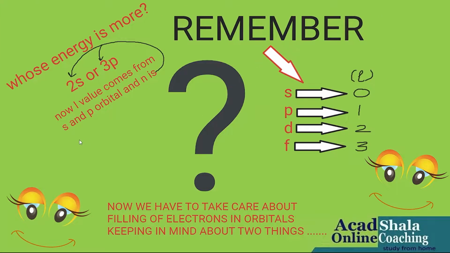Okay. Now, if I ask whose energy is more, 2s or 3p, again this is a big question mark for us. How will I come to know whose energy is more, 2s or 3p? That means now we have to understand the l value. The l value comes from the s and p orbitals, and n is 2 or 3, which is shown over here on the board.